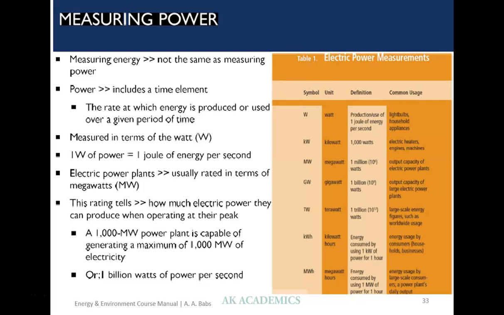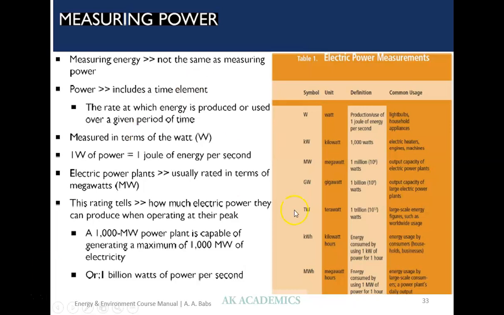This rating tells us how much electric power can be produced by the power plants when they are operating at their peak. A 1000 megawatt power plant is capable of generating a maximum of 1000 megawatts of electricity, or 1 billion watts of power per second.